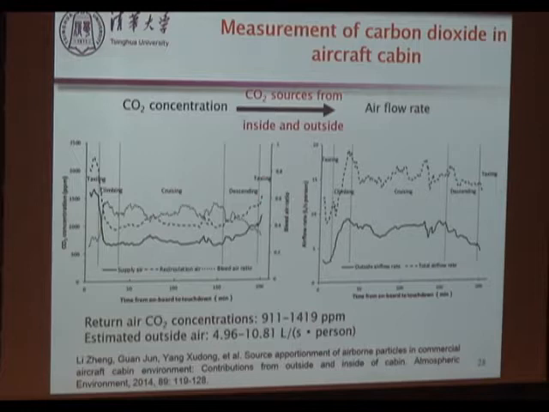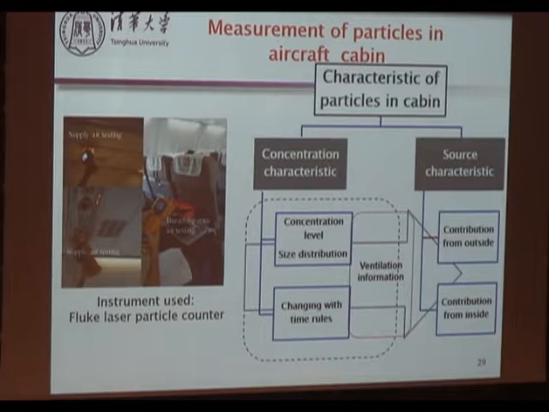So then we try to look at the particle side. We measure the indoor particles, the cabin particles at different locations, and then we try to understand where these particles come from. We look at two potential sources, whether it's from outside, which is the bleed air, or from the inside, which are mainly generated by people.